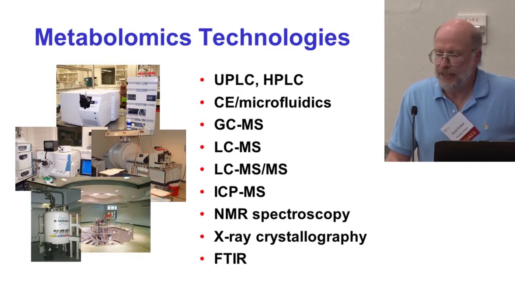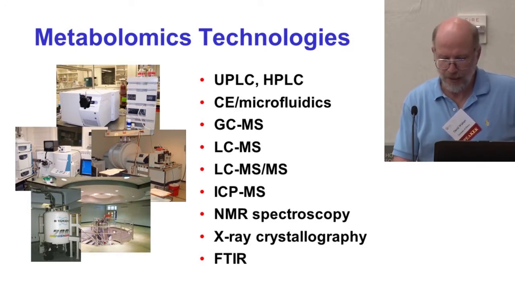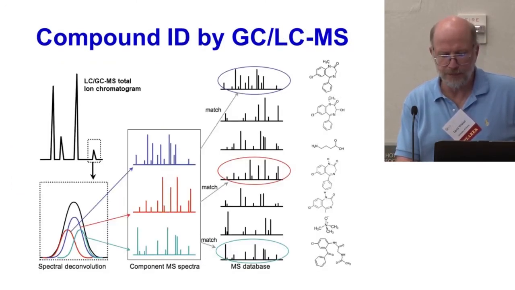So chromatography is essential. Electrophoresis, capillary electrophoresis, microfluidic systems are frequently used. Gas chromatography, liquid chromatography, coupled to mass spectrometry, also coupled to NMR instruments. There's also the use of infrared spectroscopy, UV spectroscopy, inductively coupled plasma mass spec, a whole range of things to be able to identify the many, many different chemical components that you'll see in biological systems.